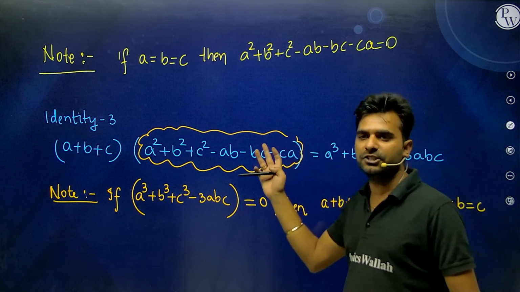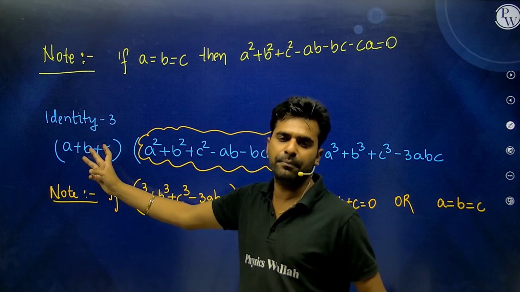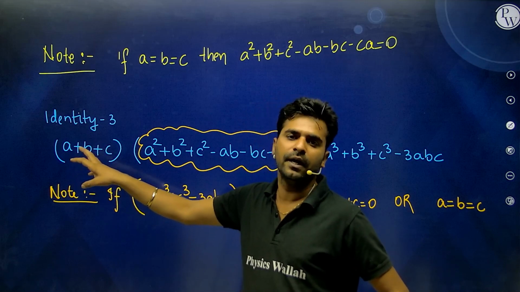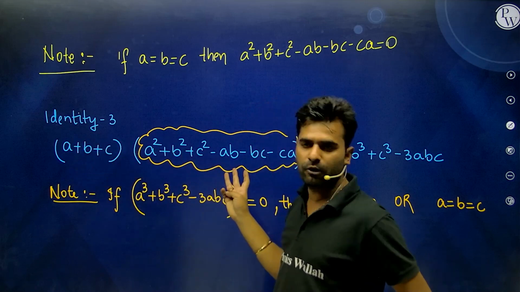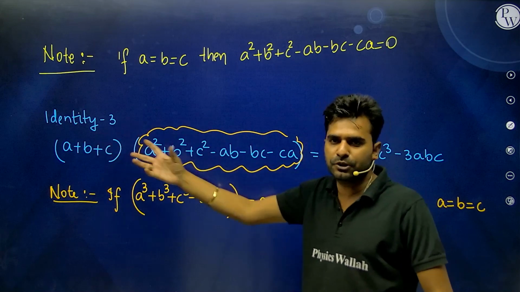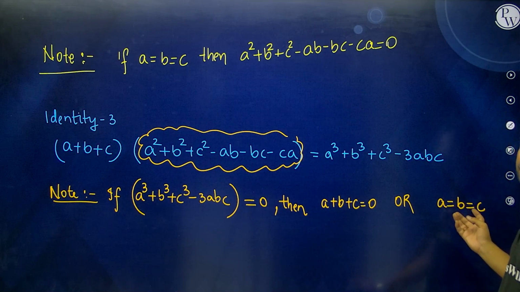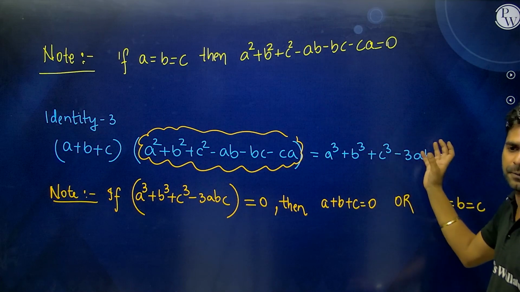Because if a, b and c are all equal, then this may be non-zero. If a, b and c are all equal, this may or may not be equal to 0, but this thing will always be equal to 0 if a, b and c are all equal. So 0 into anything will become 0 only. That means the right hand side has to be equal to 0 only. Whenever a, b and c are equal, this thing has to be equal to 0 only.